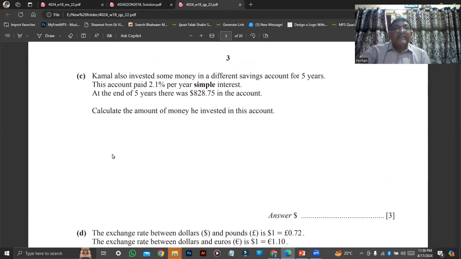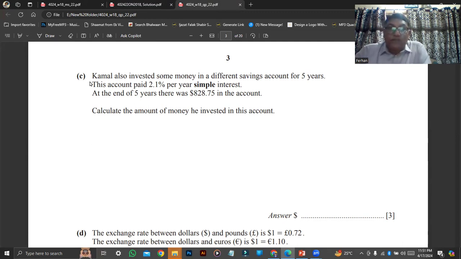Okay, question number 1, and it's C part. It says Kamal also invested some money in a different savings account for 5 years. This account paid 2.1% per year simple interest. So now they talk about simple interest, okay? At the end of 5 years, there was $828.75 in the account. Calculate the amount of money he invested in this account. So now I know the amount after the 5 years, and the principal amount which he invested is the question.